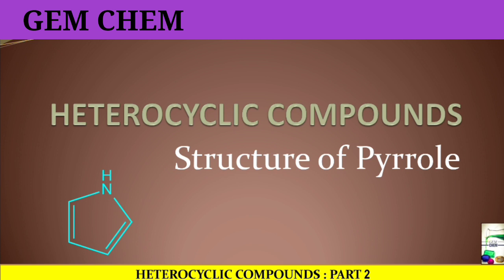Now what do we mean by pyrrole? We are going to have a 5-membered ring with one nitrogen in it. And in the previous video, we have already dealt with the 6-membered ring including nitrogen, that is pyridine. So the formula for this one is C4H5N, right?